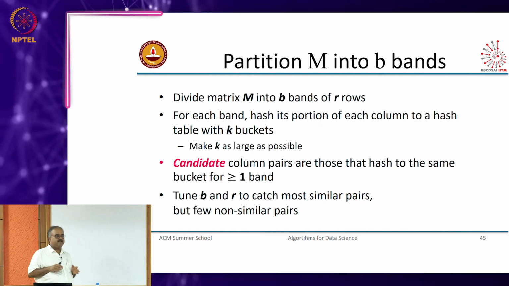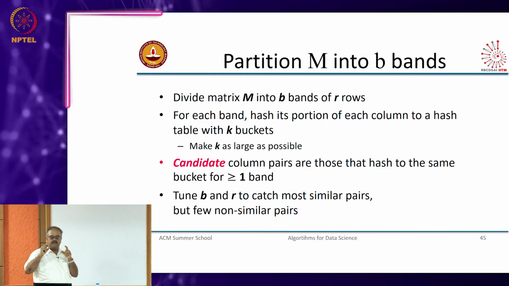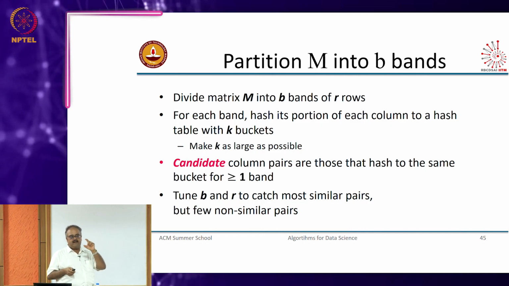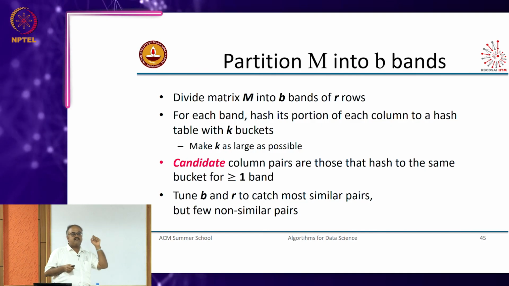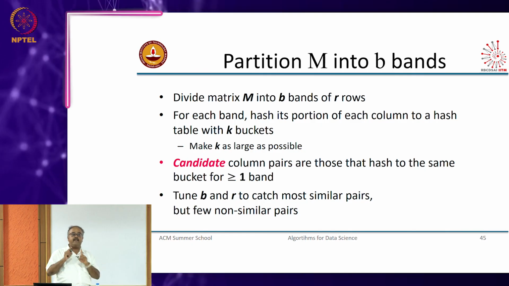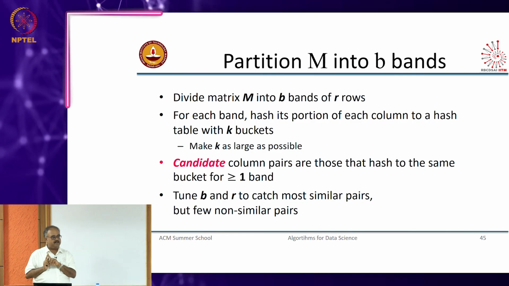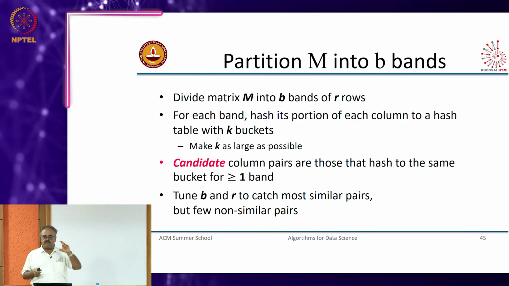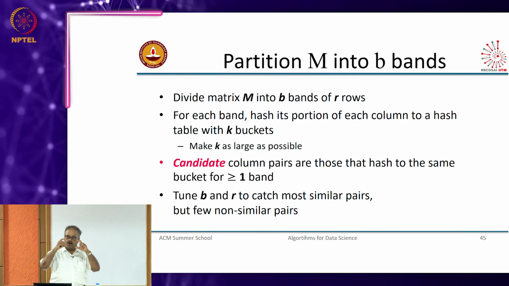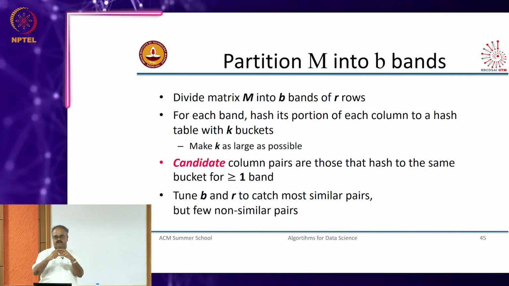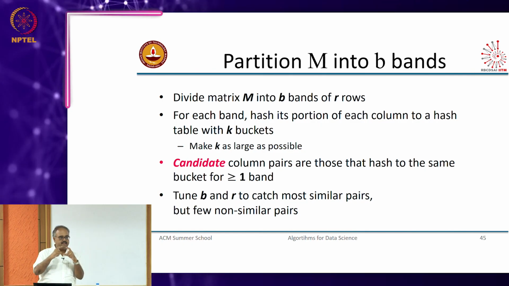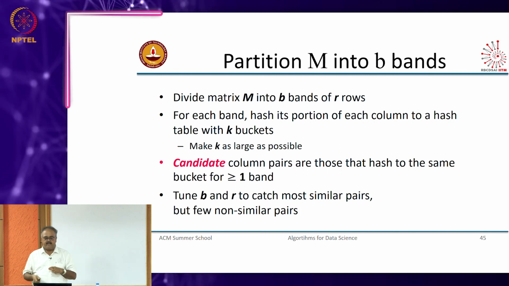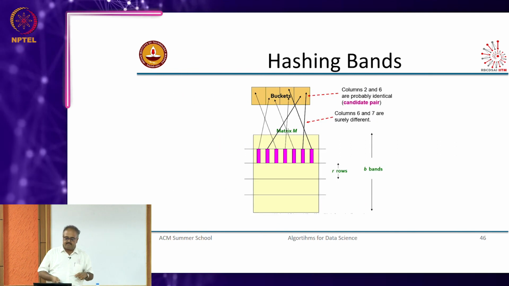I have to correct something that I said in the morning. We say that in a band, two columns hash to the same bucket only if the columns are exactly similar. So if there are 5 rows in a band, then in all the 5 rows the 2 columns should match. And then we say that they have matched and they are hashing into the same bucket. So that's basically the setup.